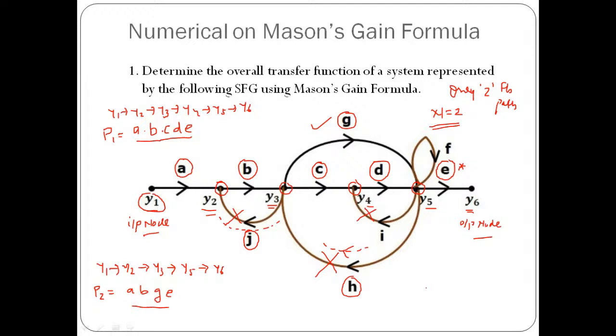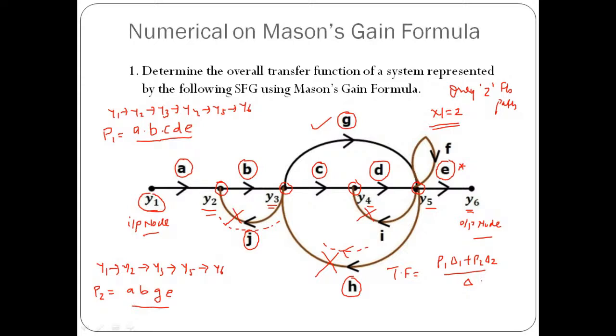So what will be the exact formula to calculate the value of the transfer function in this case? It is going to be the summation, i varying from 1 to n, but n is going to be 2, so i is going to be 1 to 2. So the formula is (P1 delta 1 plus P2 delta 2) whole divided by delta. So this will be the exact formula to calculate the transfer function for this particular case, because here we have only two forward paths. P1 indicates the gain of the first forward path, P2 indicates the gain of the second forward path.